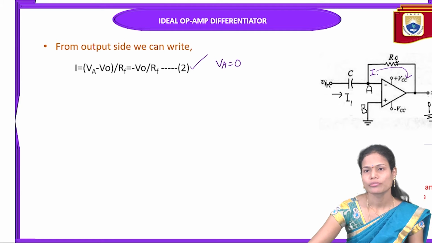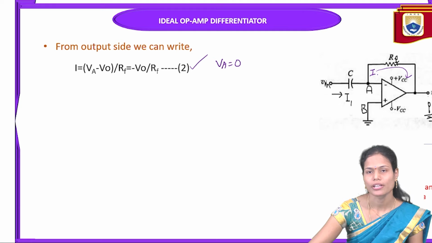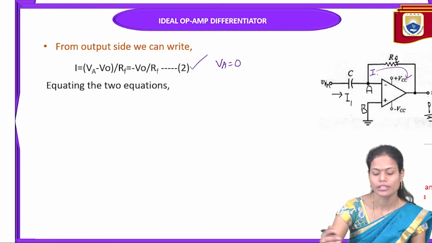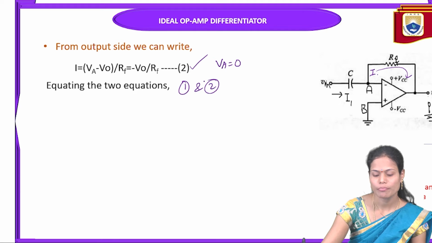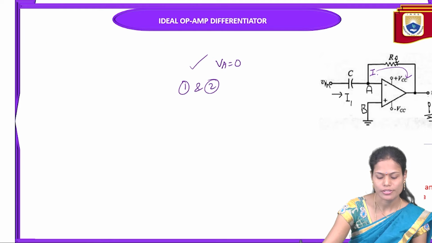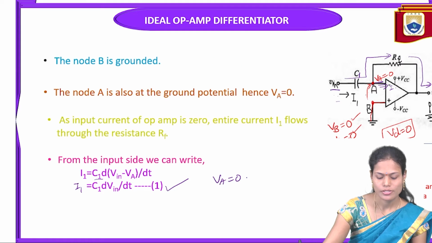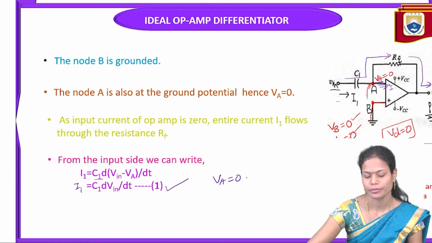To find the final equation or final output voltage, we have to equate the two equations, that is equations 1 and 2. So from equation 1, we got C1 dVin by dt.